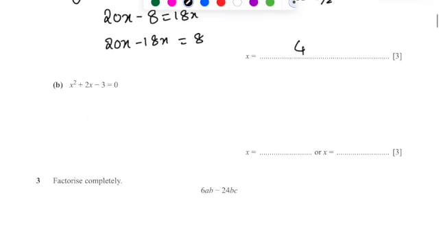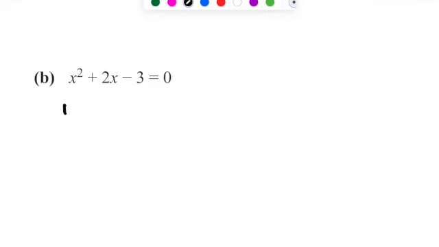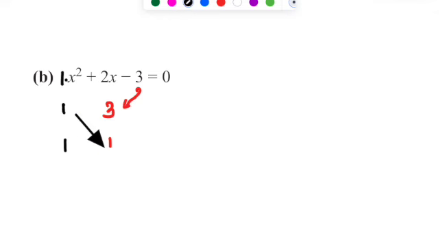Solve the quadratic. This is 1 times 1. There is no number before x squared, which means 1. 1 times 1. Factors for 3 is 3 times 1. Now I need to do the cross multiplication. It becomes 1 times 1 is 1, 1 times 3 is 3. What do I require? I require plus 2. So minus 1 plus 3. 1 should be negative and 3 should be positive. So 3 minus 1 is 2.